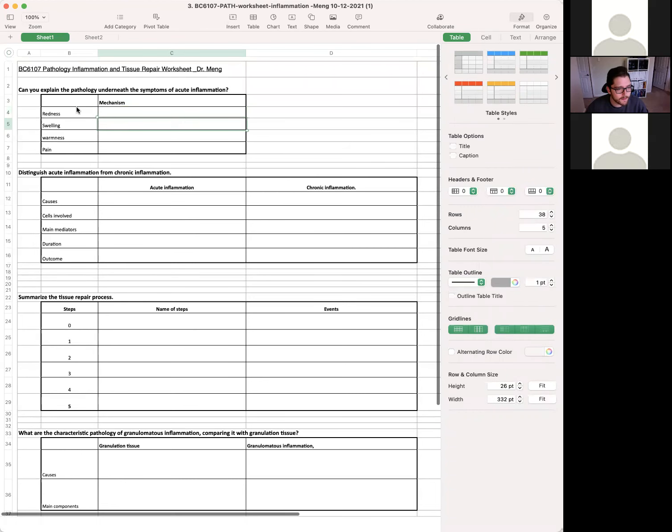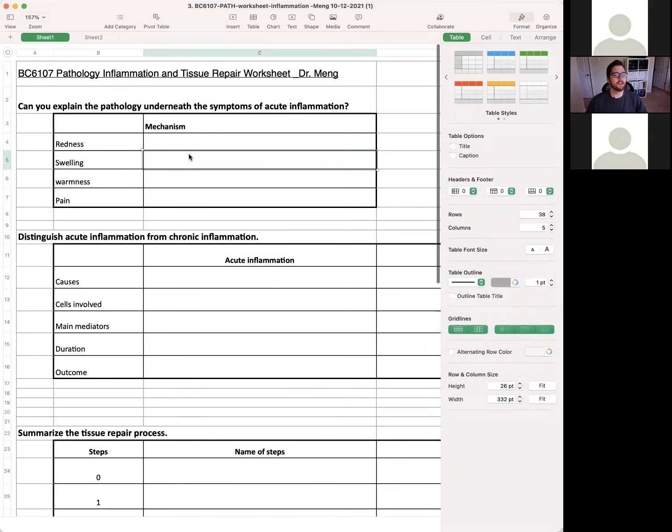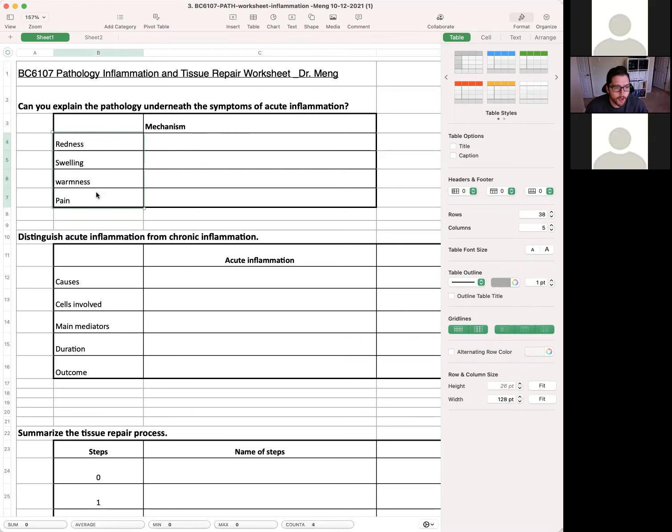So let's start with this table here. Can you explain the pathology underneath the symptoms of acute inflammation? So we're talking about acute inflammation here, and there are 4 components of acute inflammation that are characteristic to every time acute inflammation happens in the body, regardless of where it is. You're going to see these characteristics. So we have redness, swelling, warmness, and pain. There are other words for these.